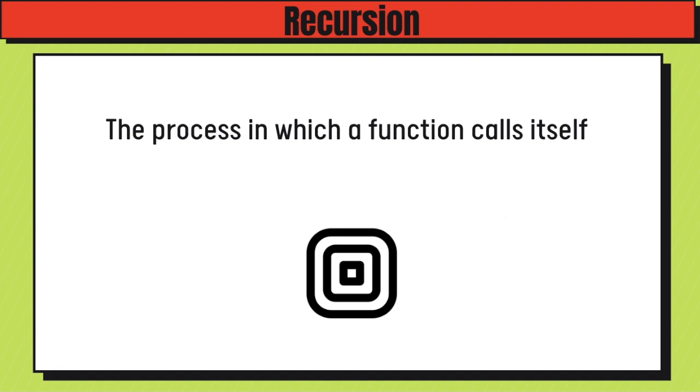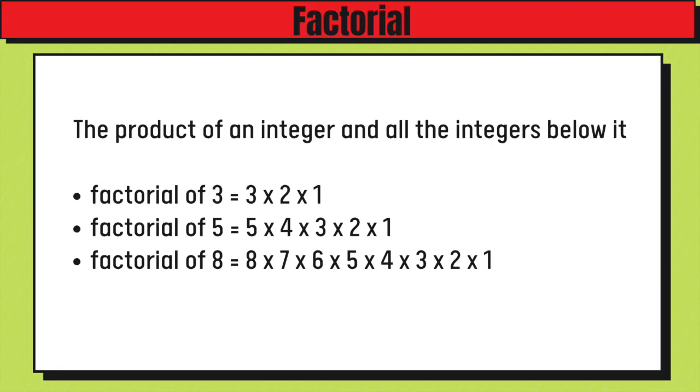Recursion is the process in which a function calls itself. A classic example that is used to demonstrate recursion is the factorial. We know that the factorial of an integer is the product of that integer and all of the integers below it. So for example, if you want to know what the factorial of 3 is, it would be 3 times 2 times 1. The factorial of 5 is 5 times 4 times 3 times 2 times 1. So you get the idea.